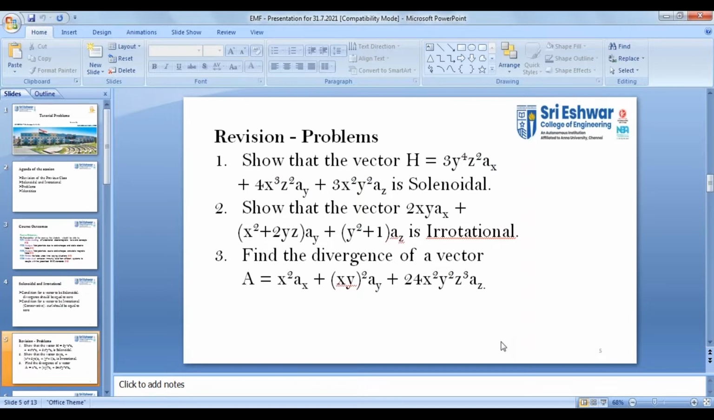The only thing is we have to find the cross product, or curl, of the given vector, and check whether that operation gives 0 or not. These two are just proof sums. We have to prove the vector to be solenoidal and irrotational. Third problem, a vector is given, we have to find the divergence of the vector. Have you taken at least these three problems? Shall we solve these three problems now?